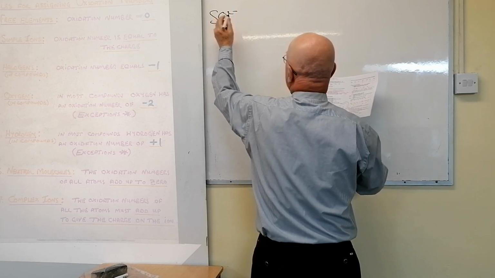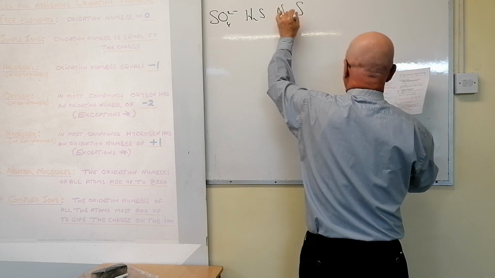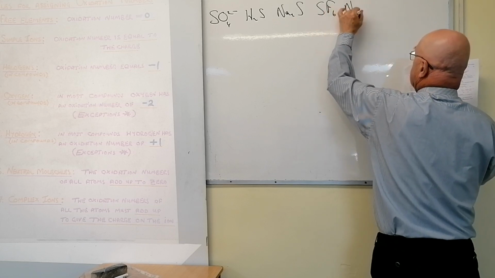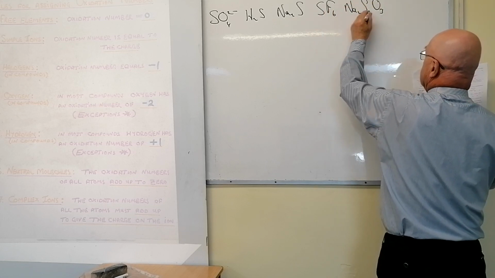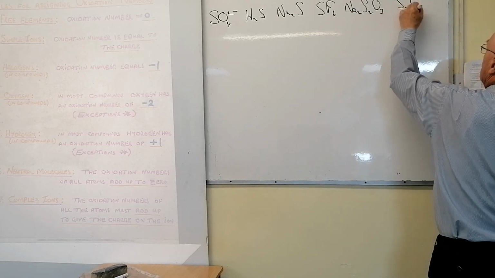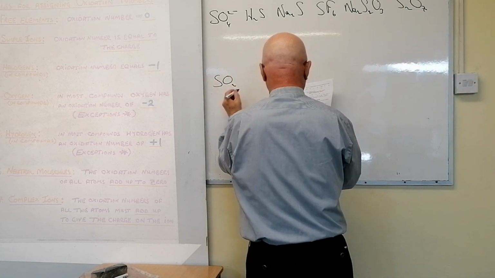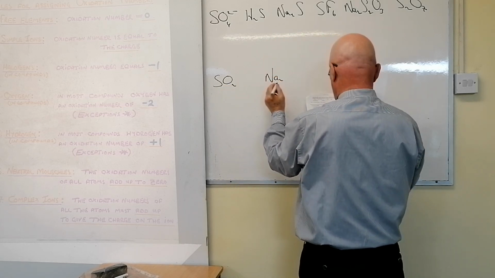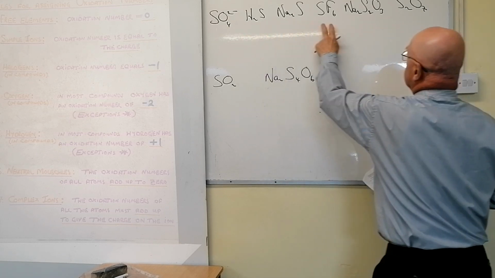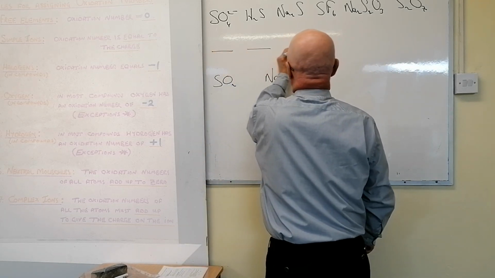SO4 2-, H2S, Na2S, SF6, Na2S2O3, S2O7 2-, and I'll put the other two down here, SO2 and Na2S4O6. Now you have a total of 1, 2, 3, 4, 5, 6, 7, 8 compounds there, okay? And you'll be writing the answer down underneath in each case.